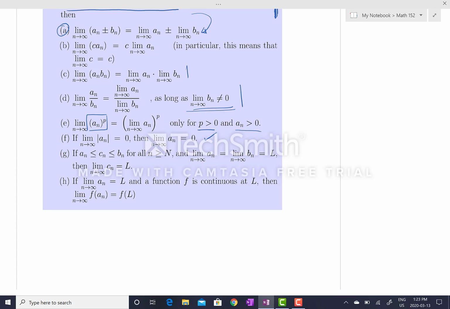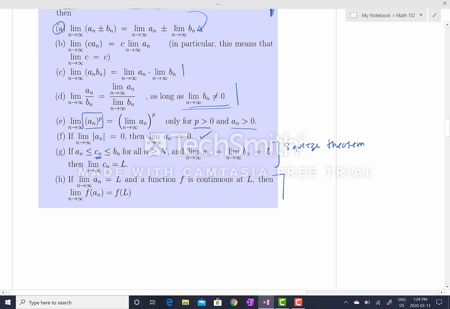If we have a third sequence here, Cn, that is between an and bn, and the limit of an and bn are both L, then the limit of Cn is L. This is the Squeeze theorem in this discrete case. Some of you also know this by what I think is a horrible term, the sandwich theorem. Okay.